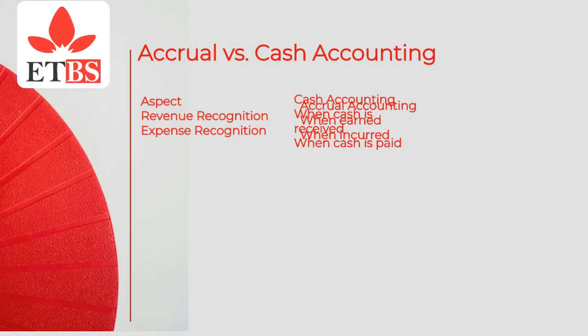Accrual versus cash accounting aspect. Accrual accounting: revenue recognition when earned, expense recognition when incurred, matching principle used, accuracy high for performance analysis. Cash accounting: revenue recognition when cash is received, expense recognition when cash is paid, matching principle not applicable, less accurate. Note: most large businesses and all publicly listed companies use accrual accounting.